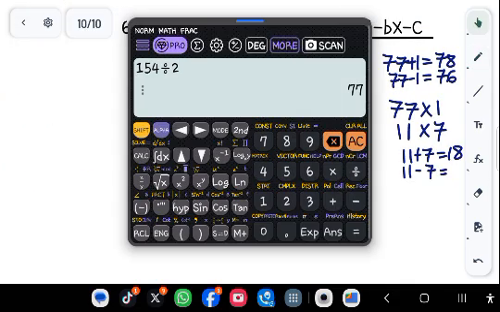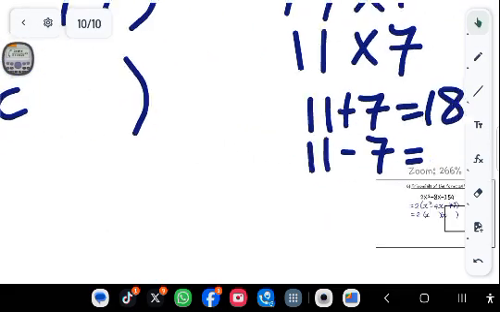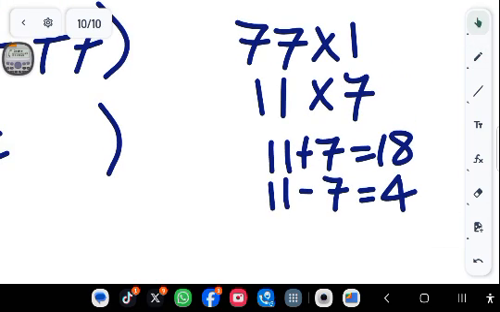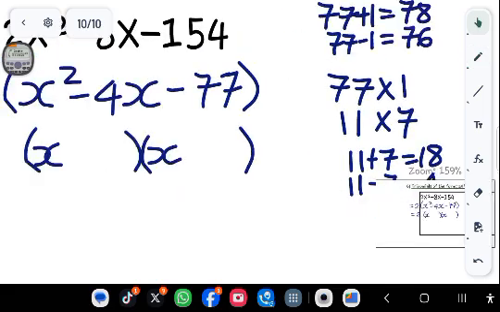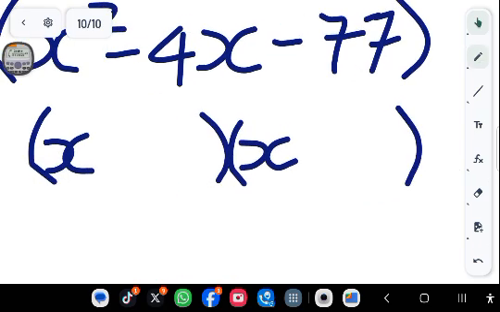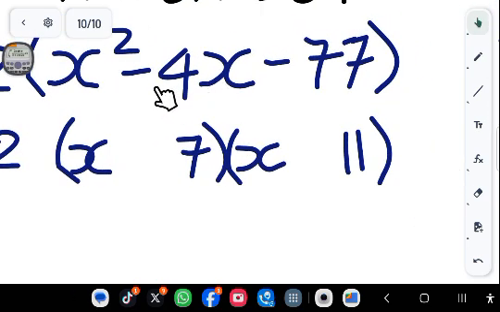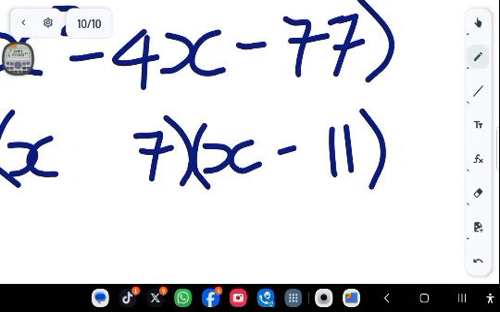11 minus 7, that gives us 4. So the combination that gives us 4 is the 11 and 7. That's the one we pick. Question is, where do we put the plus and where do we put the minus? The sign in the middle is negative, so that means we must put the minus in front of the bigger term, which is negative 11. And that's how we factorize.